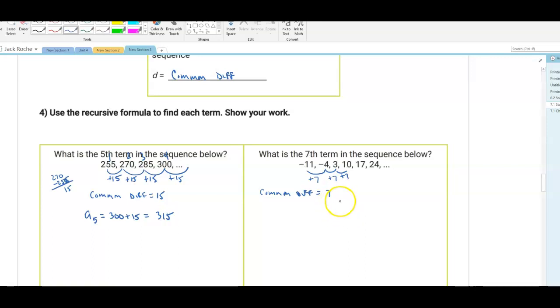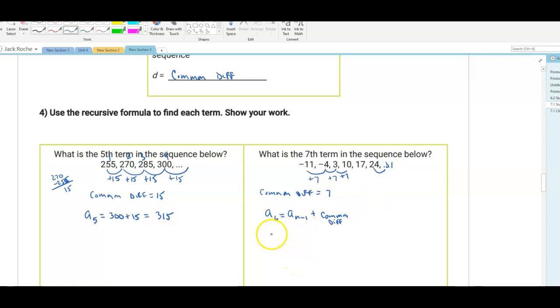So the next one, we're looking for a sub 6. I know that's going to be a sub n minus 1 plus my common difference. And the reason I'm going to do it this way is to help make sense of the next rule. You should know right away you're going to go up 7, so your seventh term is just going to be 31. But I want you to look at it this way.